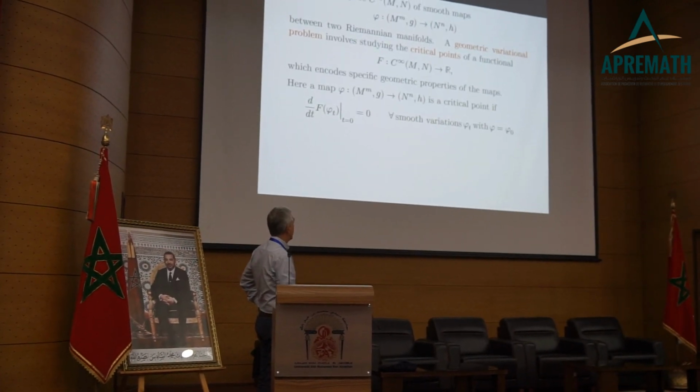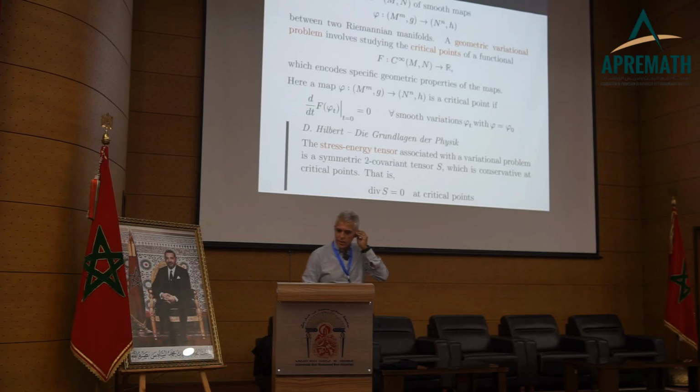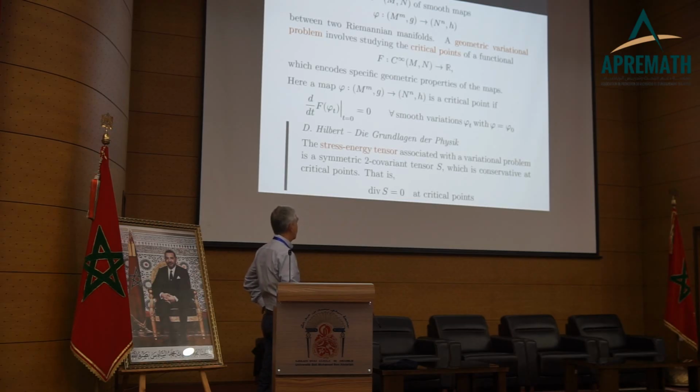And once you have a geometric variational problem, you can consider this sort of Hilbert's principle. The idea is of Hilbert, and can be traced back to his original work, Die Grundlagen der Physik. And what he says is that once you have your variational problem, you can define a special tensor, which is called the stress-energy tensor. This one is a two-covariant tensor, which is conservative at critical points. And the meaning of this is that the divergence of the tensor must be zero when computed at a critical point of your geometric variational problem.